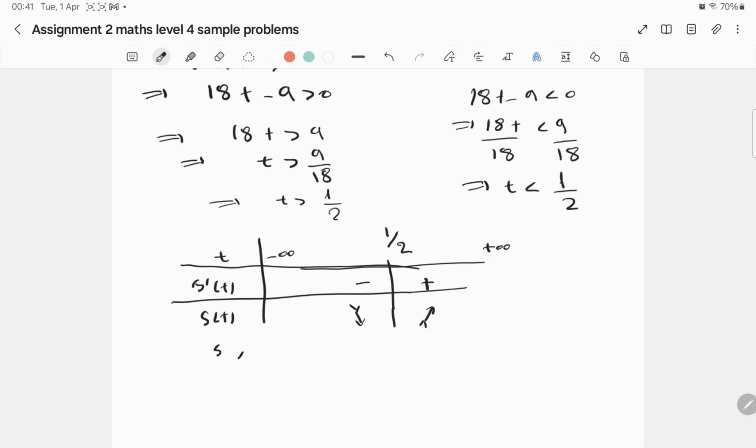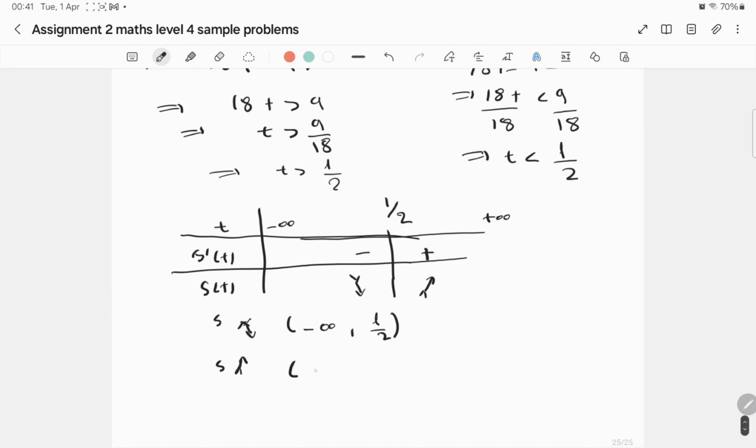So my function s is monotonically decreasing on the interval minus infinity to a half, and s is monotonically increasing when t is from a half to plus infinity. And I have a local minimum point, because here it is decreasing and then increasing, at a half and s of a half.